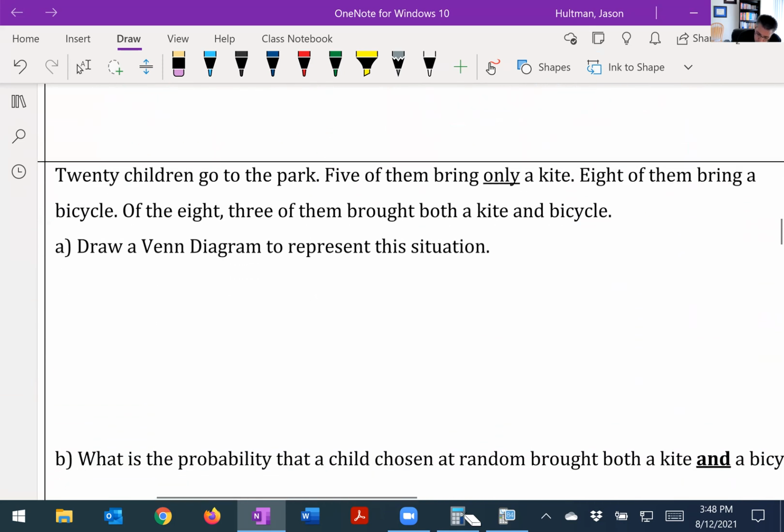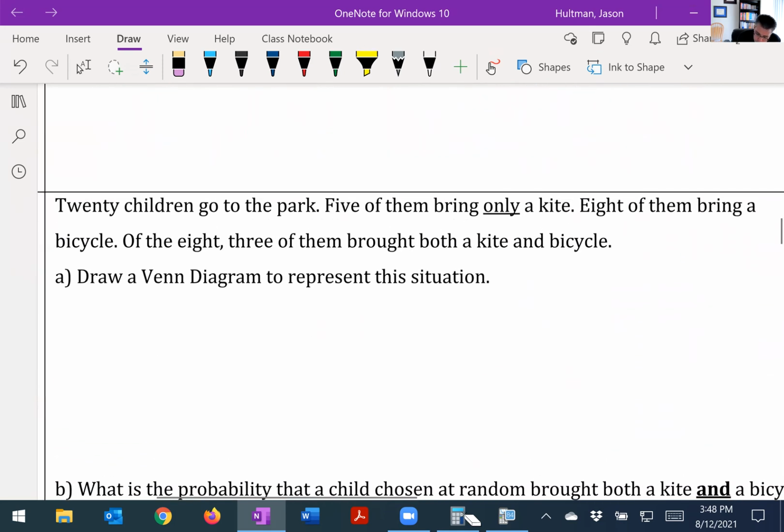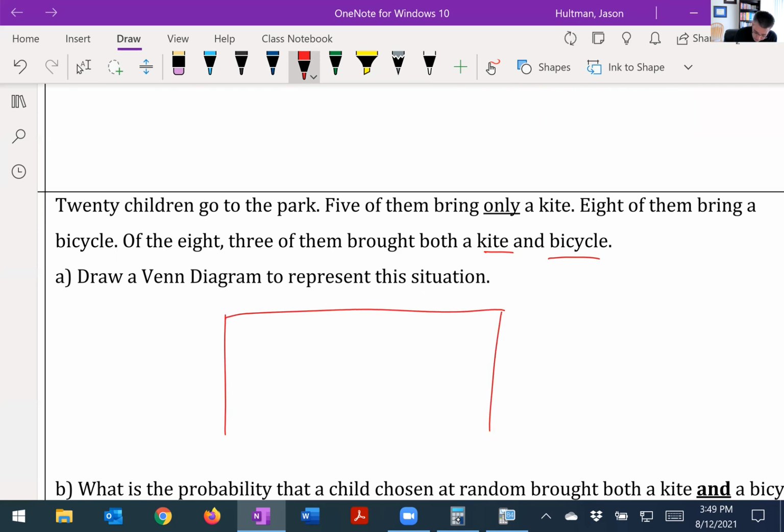Okay, 20 children go to the park. 5 of them bring only a kite. 8 of them bring a bicycle. Of the 8, 3 of them brought both a kite and a bicycle. Draw a Venn diagram to represent the situation. So we want to do our Venn diagram.